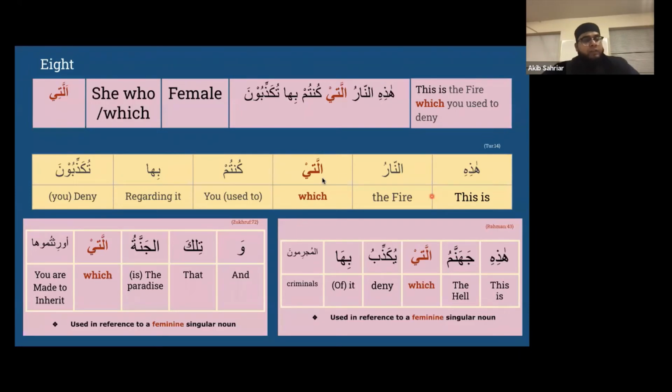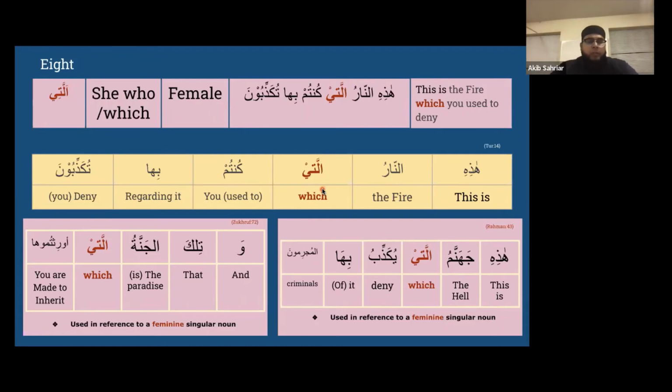So for example, if allati wasn't here, and the ayah was هذه النار كنتم بها تكذبون, this is the fire you used to deny regarding it, right? So allati kind of completes the sentence. It has to be brought in order to refer back to it, right?